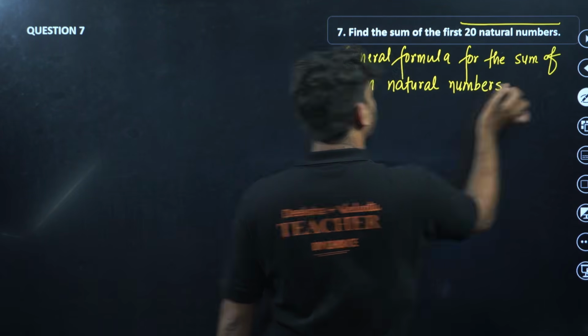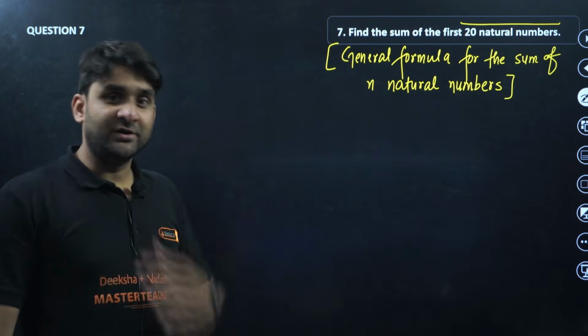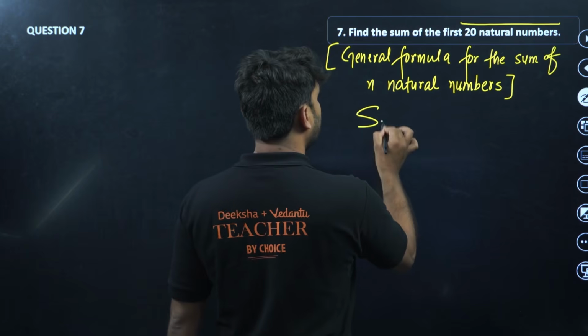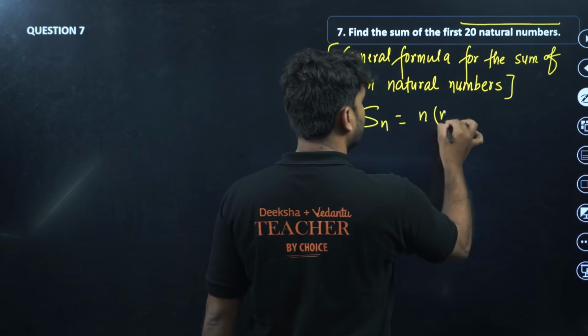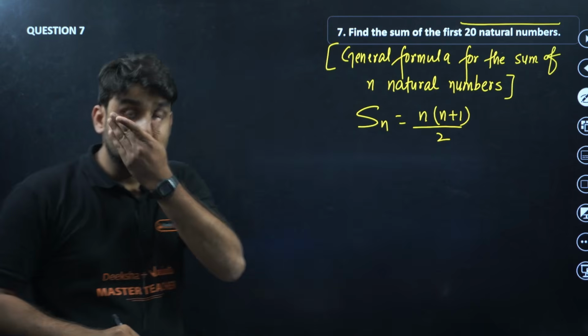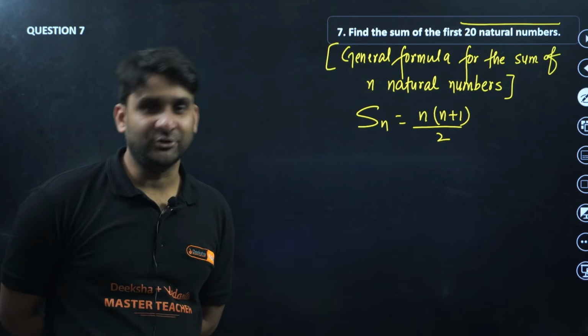Okay, we have a general formula for the sum of n natural numbers. And do you know the formula? The formula is n times (n plus 1) divided by 2. This is the formula for the sum of n natural numbers.